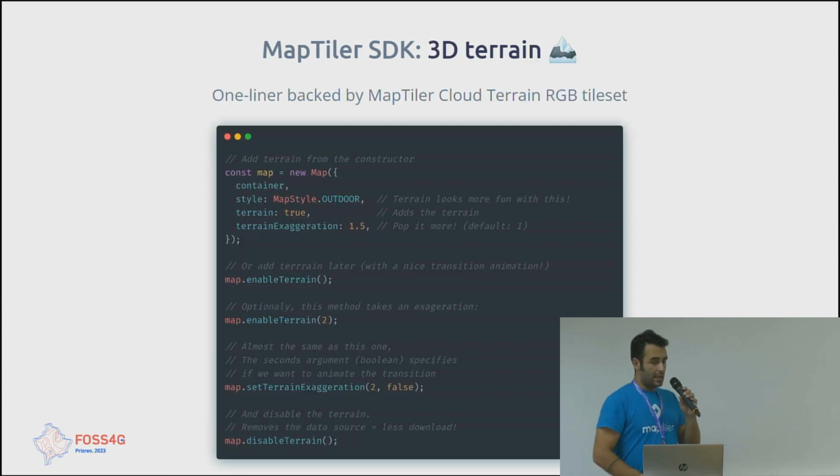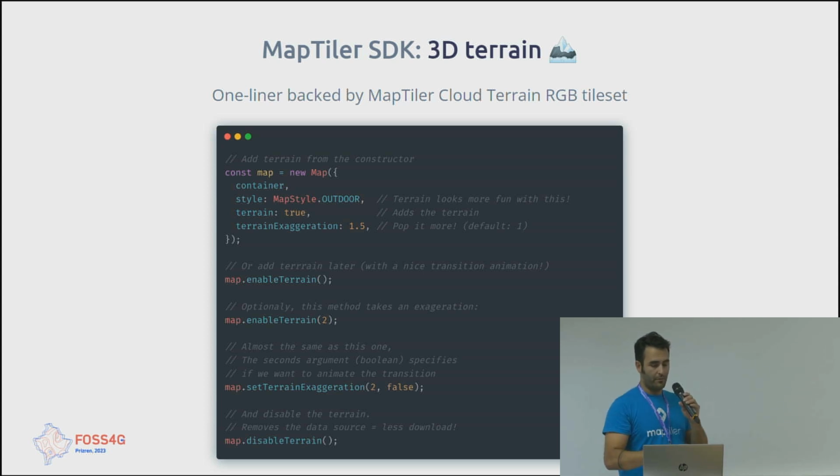3D terrain, so basically popping terrain on your map in 3D, is also built in, so you don't have to add another layer with a data source. Since MapTiler provides this kind of data, we made a small abstract layer on top of the SDK, so that you can basically set terrain true with a given exaggeration. Or later on, after your map is initialized, you can do enable terrain, or enable terrain with a specific exaggeration of your choice.